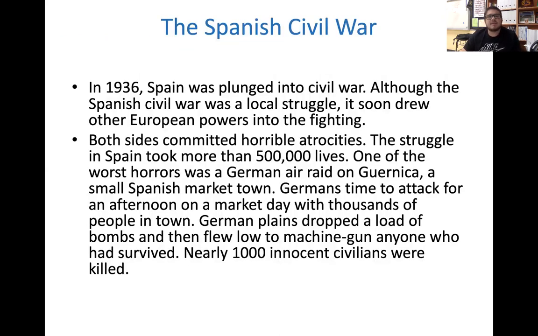In 1936, Spain was plunged into civil war. Although the Spanish Civil War was a local struggle, it soon drew other European powers into the fighting. Both sides committed horrible atrocities. The struggle in Spain took more than 500,000 lives. One of the worst horrors was a German air raid on Guernica, a small Spanish market town. Germans timed the attack for an afternoon on a market day with thousands of people in town. German planes dropped a load of bombs and then flew low to machine gun anyone who had survived. Nearly 1,000 innocent civilians were killed.